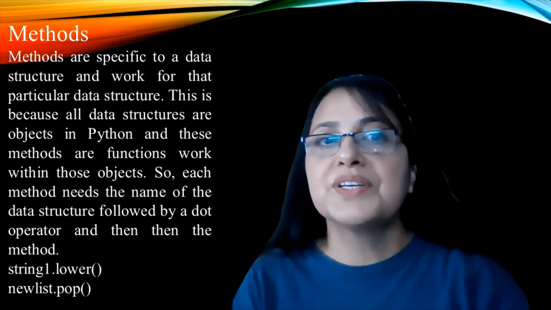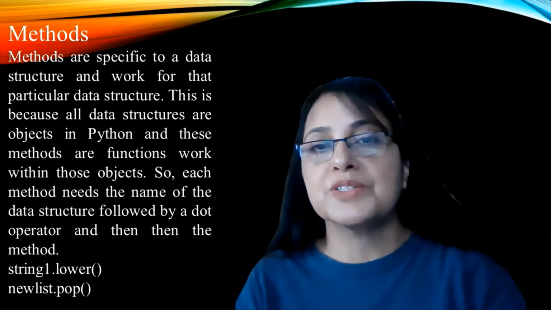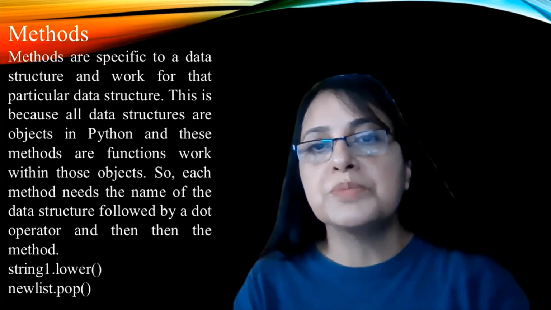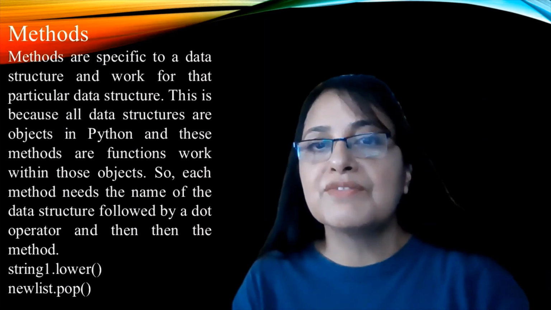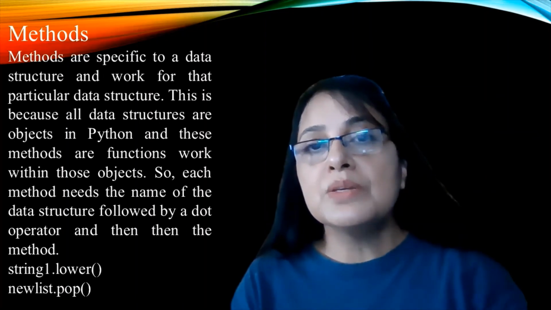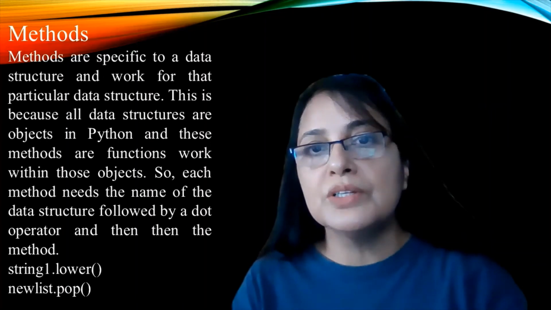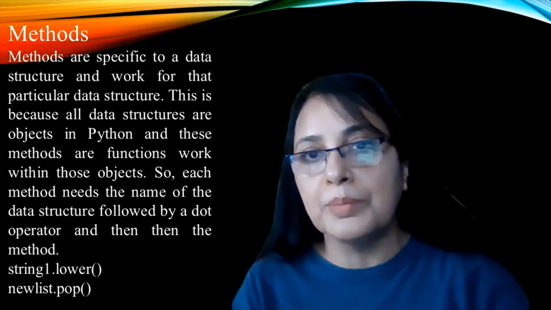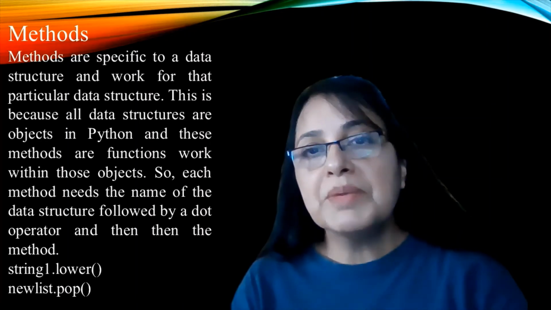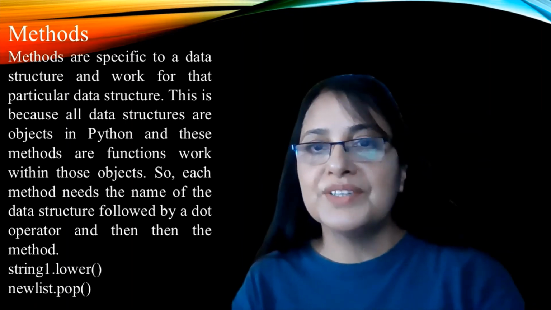Methods are specific to a data structure, and they work only for that particular data structure. Now, this is because each data structure behaves like an object, and the methods are like functions which work for that object. Whenever we use a method, we have to write the name of the data structure followed by a dot or a dot operator, and then give the name of the method. In the coming chapters, we look at very specific methods for each of the data structures.